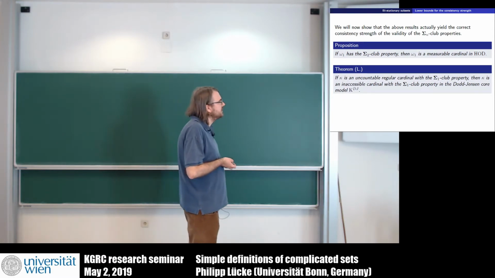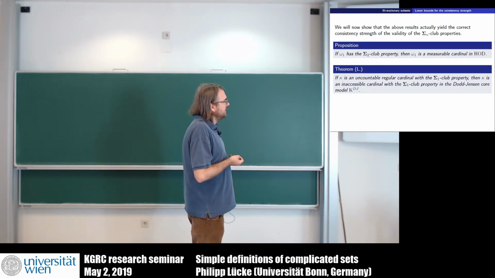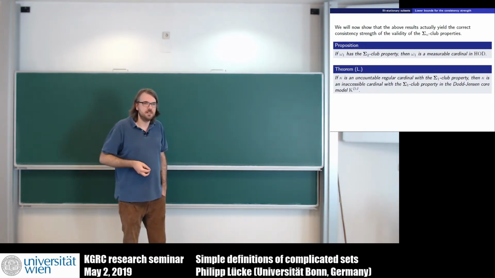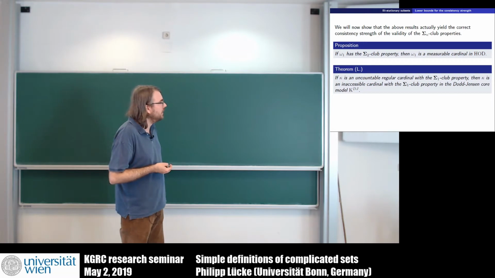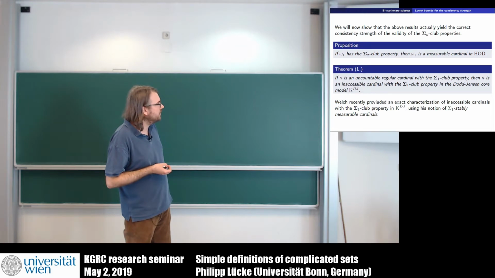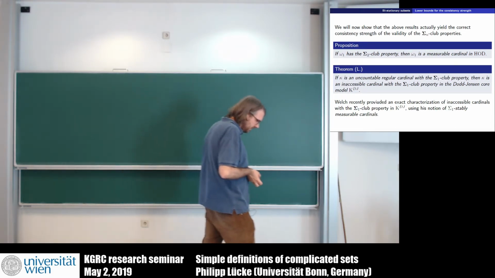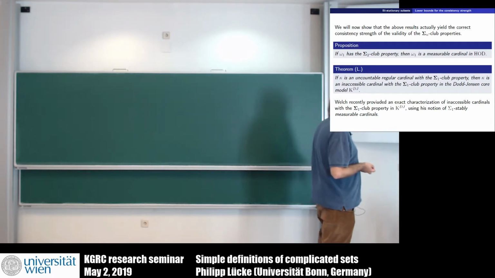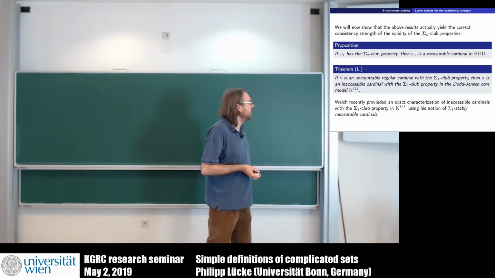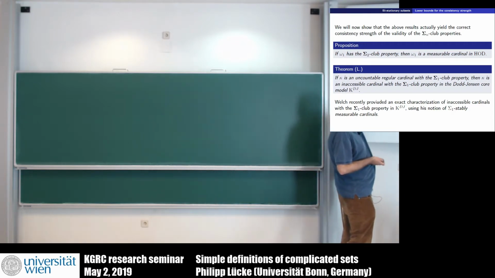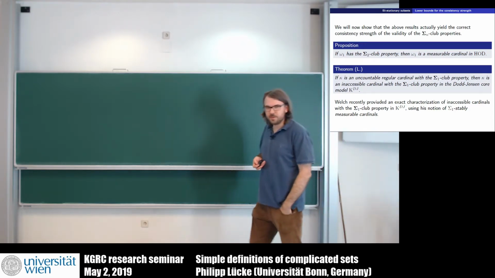And the result says that the Σ1 club property is downwards absolute to the Dodge-Jensen core model, and there it implies inaccessibility. And actually recently Philip Welch, there's a typo there, gave a better characterization of this property in the Dodge-Jensen core model. He developed a notion of ω1 stably measurable cardinals, and in the Dodge-Jensen core model, these are exactly the inaccessible cardinals with the Σ1 club property.